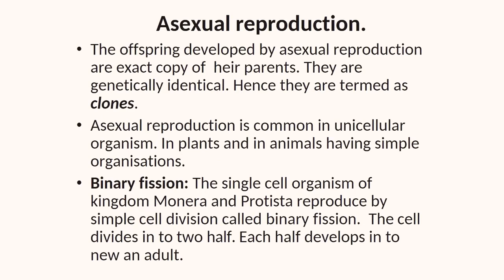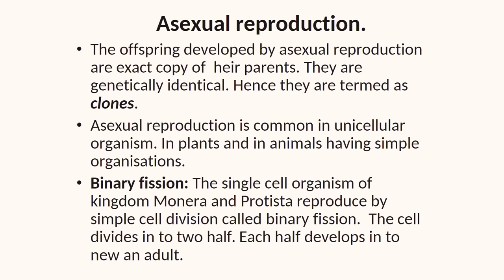Let us learn about asexual reproduction. The offspring developed by asexual reproduction are exact copies of their parents. They are genetically identical, hence they are termed as clones. Asexual reproduction is common in unicellular organisms, in plants and in animals having simple organizations. Asexual reproduction is of following types: binary fission, budding, fragmentation, spore formation, etc.